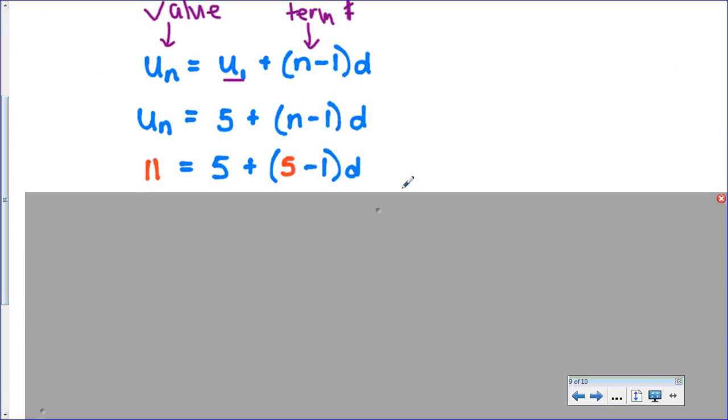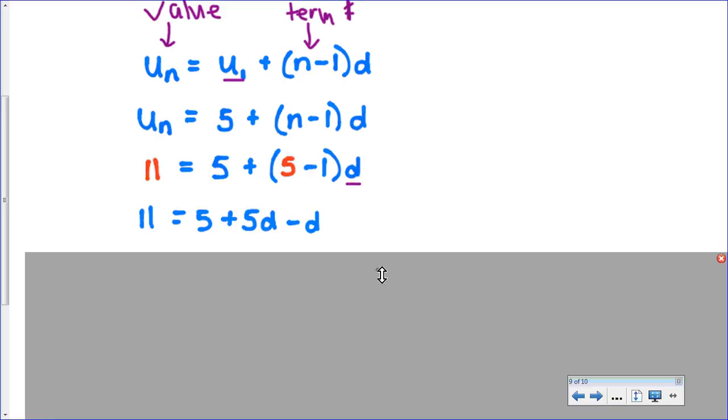All right, once I've got that filled in, now you'll see the only variable that I have in my formula is d. So I'll be able to solve this equation to find d just by simplifying. So you can either distribute the d, or you could simplify what's in the parentheses first.